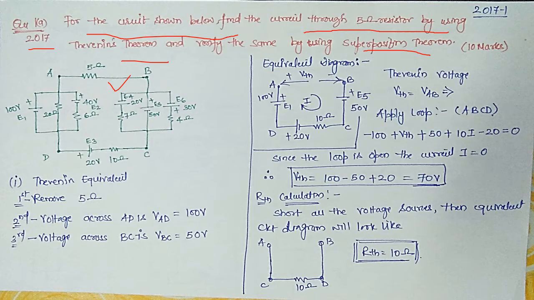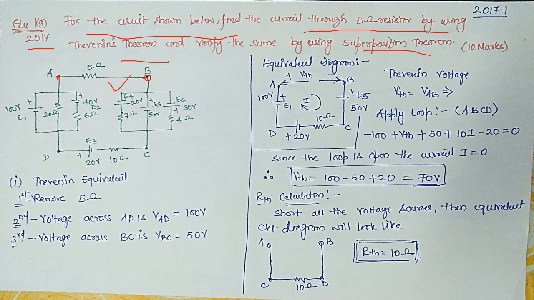So let us start with the first part. Let us find out what is the current flowing through the 5 ohm resistor. So the first step is to remove the 5 ohm out of the circuit. Keep this open. So this is the equivalent circuit. If you remove that, I'll show you how it will be the equivalent.